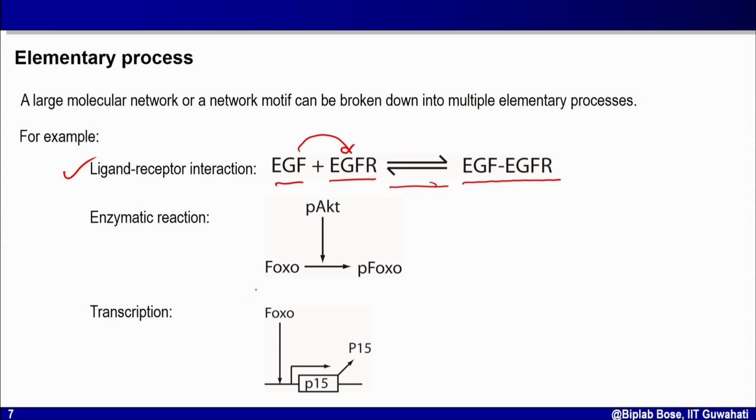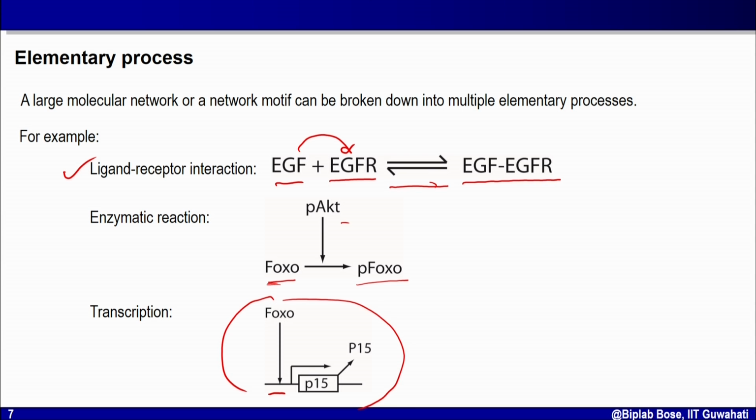Then you can have an elementary process involving enzymes. For example, if you remember the old example that we had given at the very beginning, FOXO becomes phosphorylated by pAKT. So pAKT is the enzyme, a kinase, activated phosphorylated AKT, and it works on the substrate FOXO and phosphorylates it. So this is a unit elementary process. A transcription can also be an elementary process. For example, I have the P15 gene which is expressed under the control of FOXO. FOXO acts as a transcription factor and it activates expression of P15. So this whole transcriptional unit, I can consider as an elementary process.